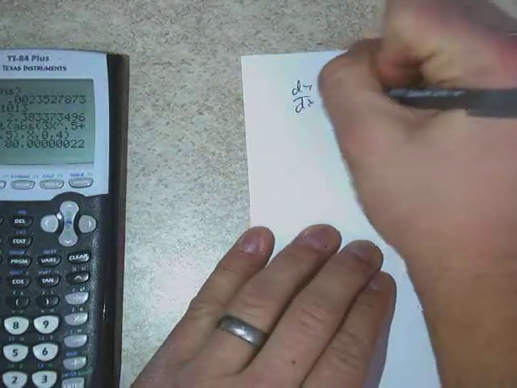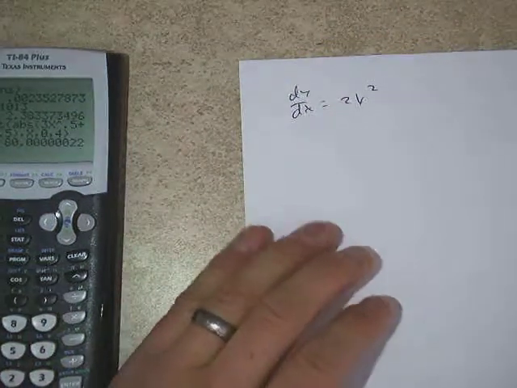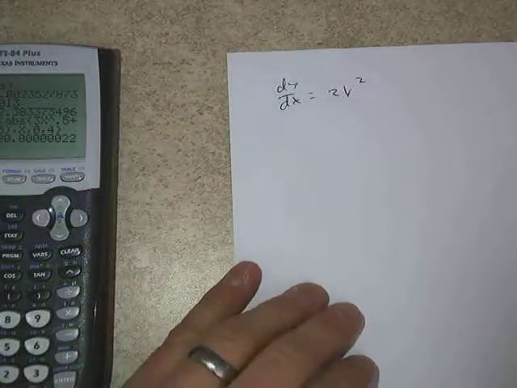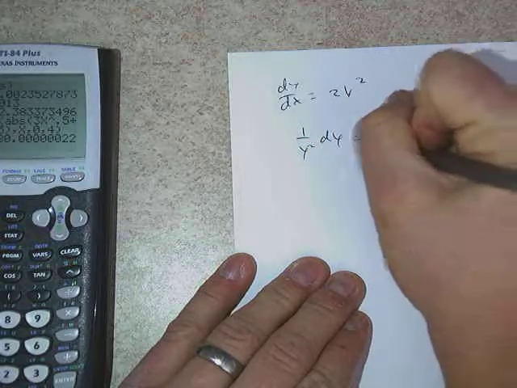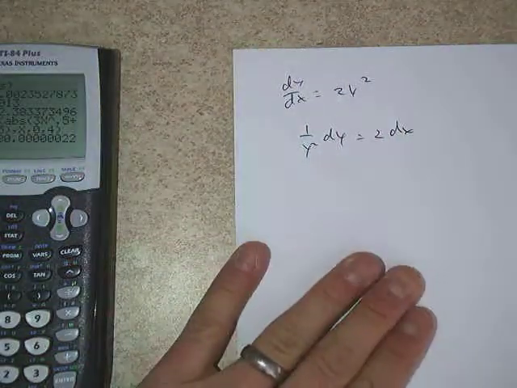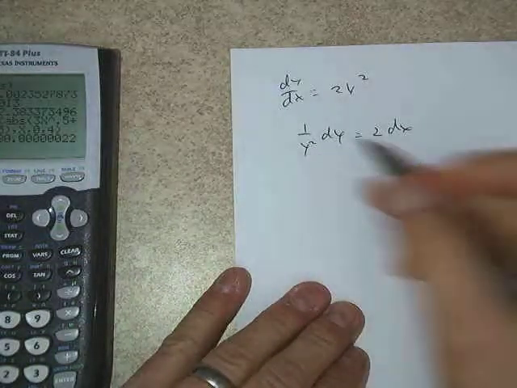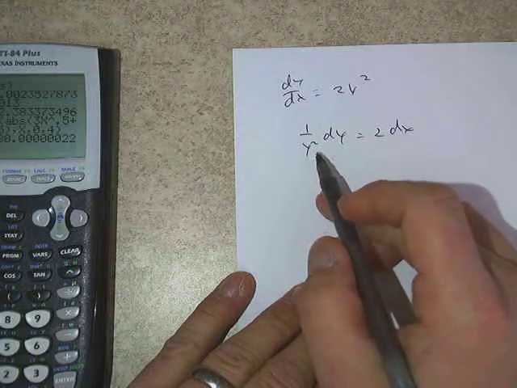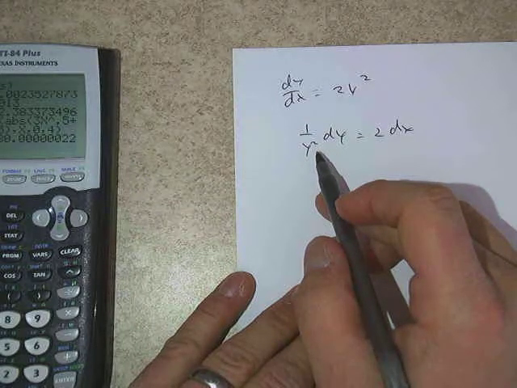Questions on that one? All right, the last three are some more differential equation problems. They gave us dy/dx equals 2y squared, and they gave us an initial condition. They want us to figure out what y is when x equals 2.